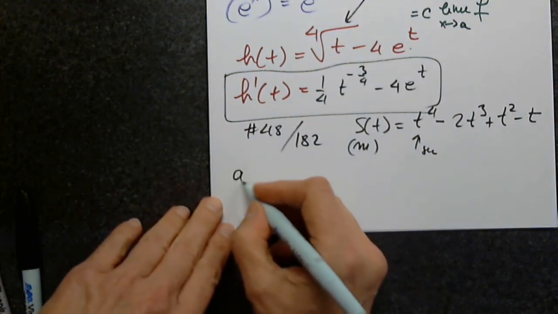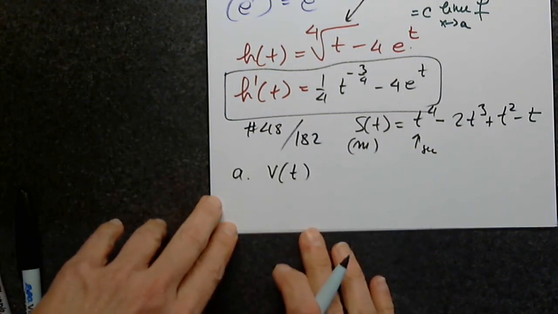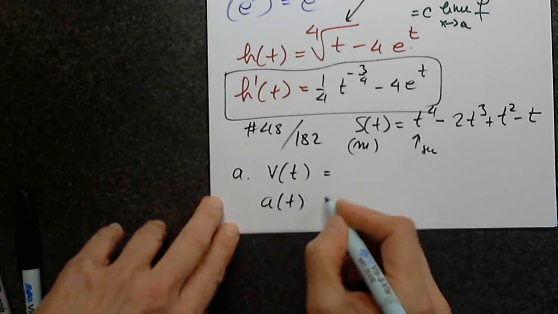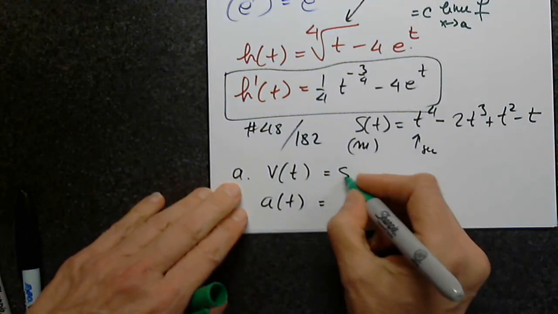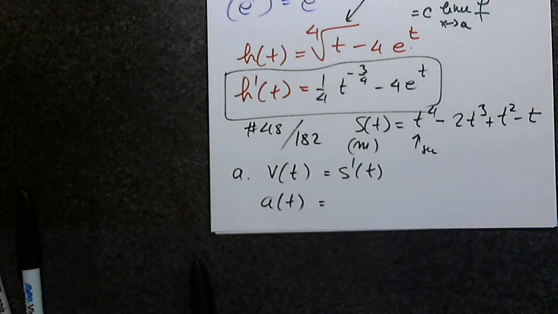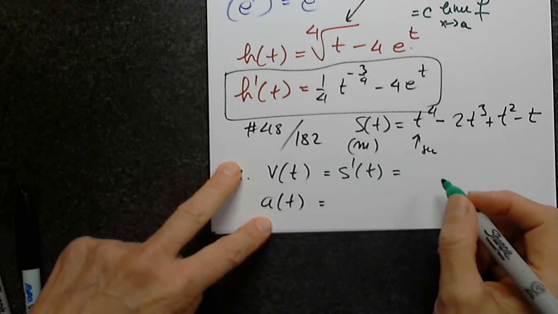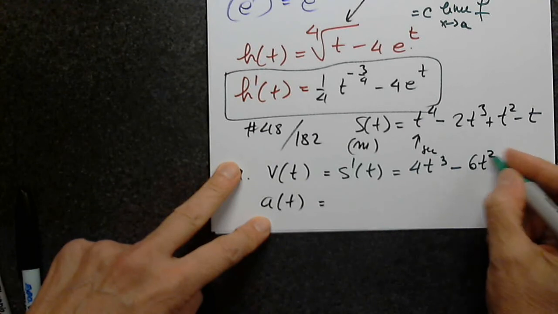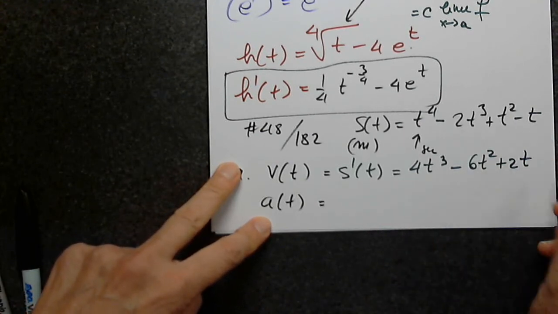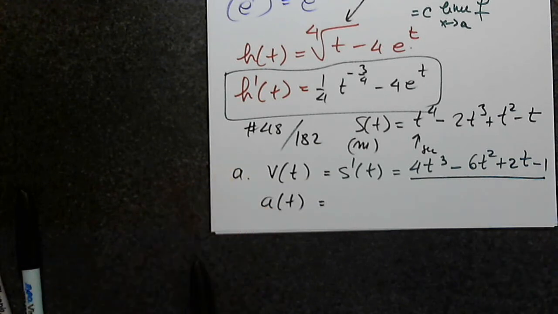So in part A, we're asked to find v of t and a of t. How do I determine v of t? Indeed, the rate of change of distance with respect to time will give us the formula for v of t. So what do you think? Very good. Do you all agree with this?